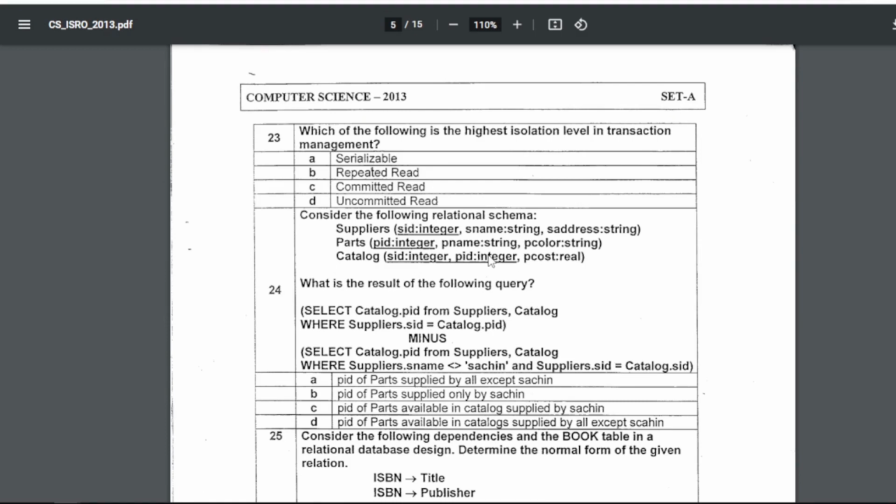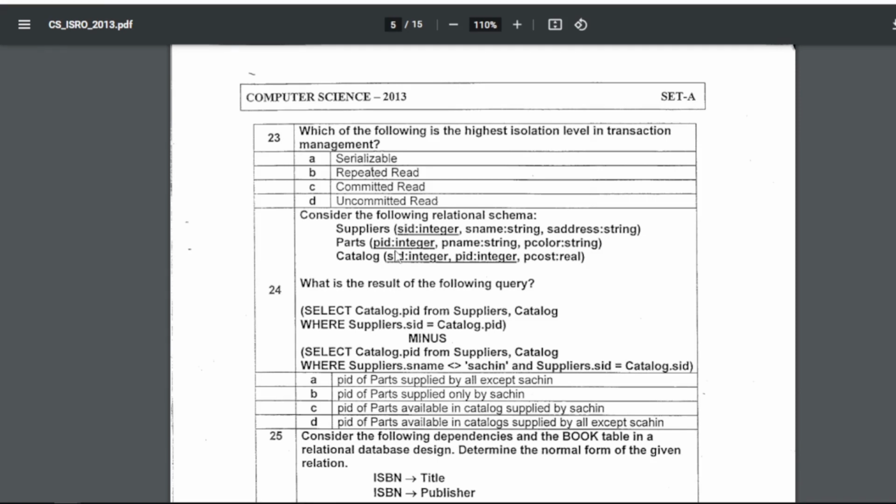Question number 23, which of the following is the highest isolation level in transaction management? For question number 23, if you see all these options, you will find the answer as A, that is serializable. So serializable is the highest isolation level in transaction management. Hope you remember that serializable is the highest isolation level that guarantees the transaction to be serializable, right? Serializable execution is defined to be an execution of operations in which concurrently executing transactions appear to be executing serially.